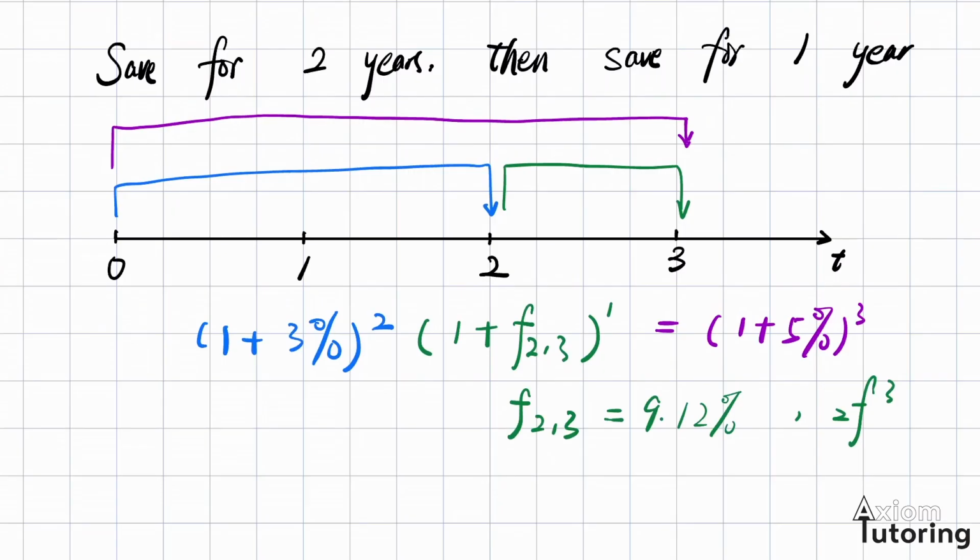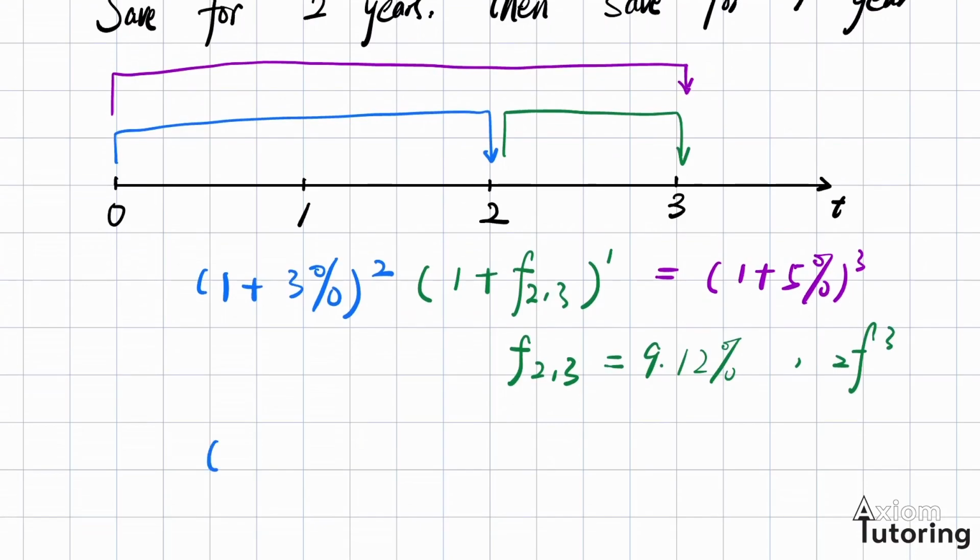So we can choose different paths here. Why don't I just save for, for example, 1 year here, and then I commit to save for another 2 years. So basically, I am going to calculate the forward rate between year 1 and year 3. Okay, so how is this going to change our calculations here?